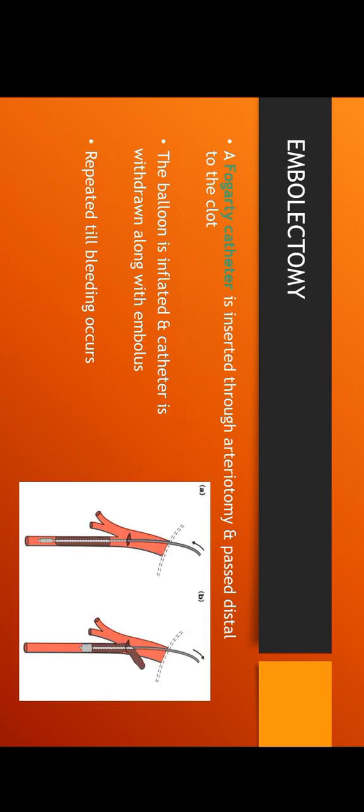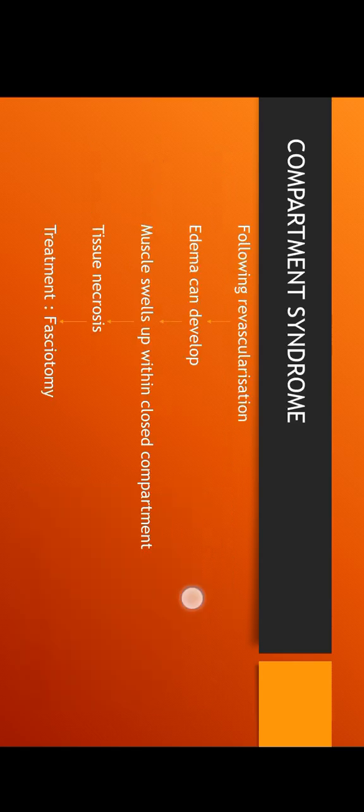Embolectomy. Here a Fogarty catheter is inserted through arteriotomy and passed distal to the clot. The balloon is inflated distal to the clot and catheter is withdrawn along with the embolus. This process is repeated until bleeding occurs.